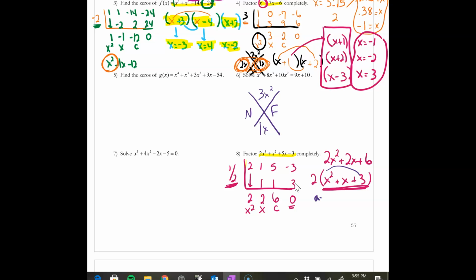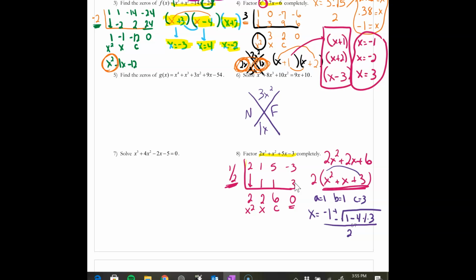I'm going to see that a is 1 and b is 1 and c is 3, and now here goes the quadratic formula. X equals opposite b, so I write -1 plus or minus, and then I want the square root. I'm going to square b, so 1 squared is 1 minus 4 times a times c, and then all of that is over 2a, so 2.